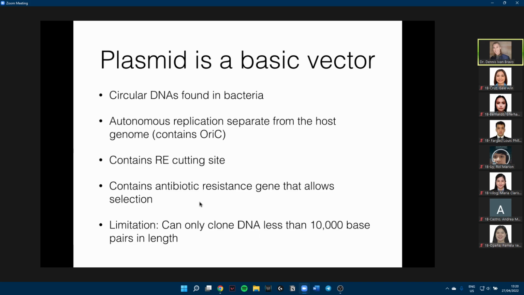There's a limit to the size of DNA that can be carried by a vector. It should be less than 10,000 base pairs in length. That is rather short if we compare it in the grander scheme of things. So if you need to clone or propagate larger segments of DNA, you need to use the more sophisticated vectors like the lambda, the yeast artificial chromosome, or the very sophisticated retroviral vector.